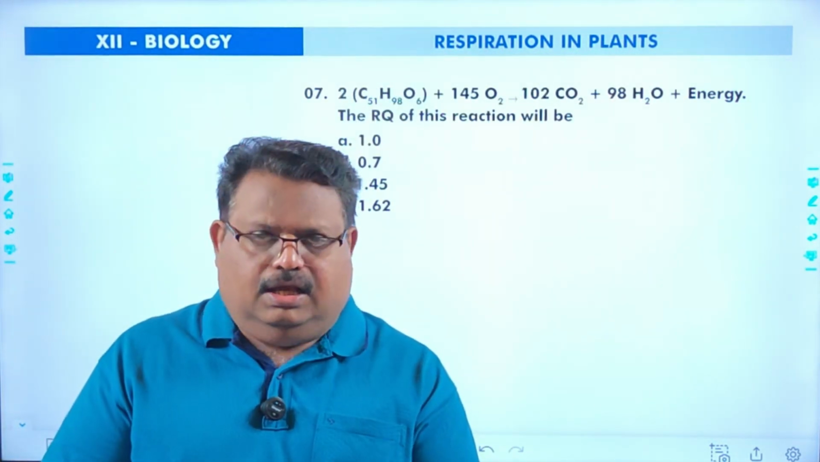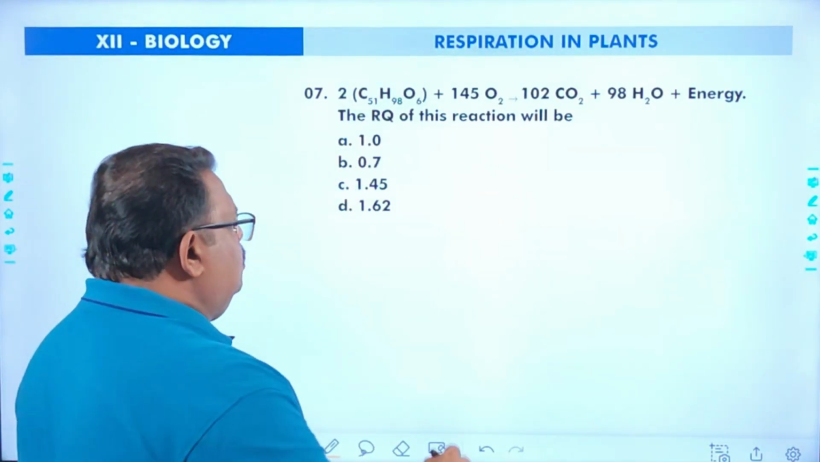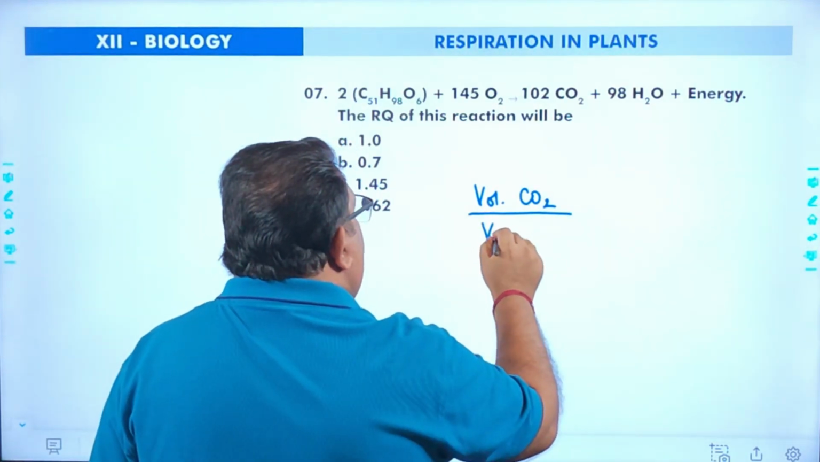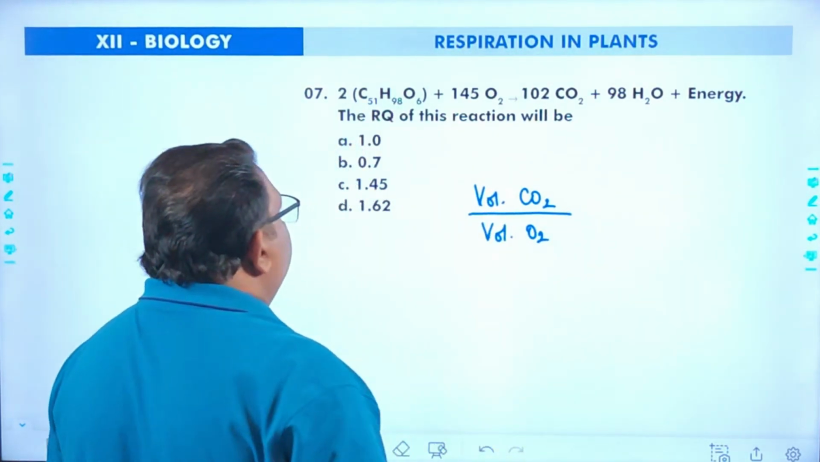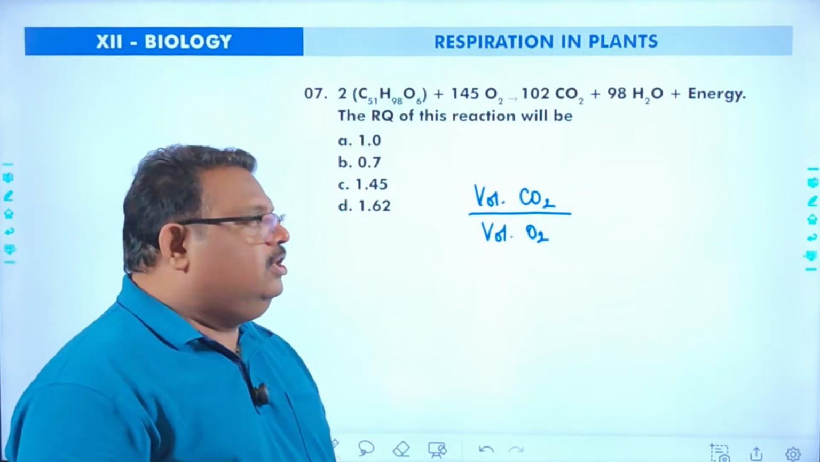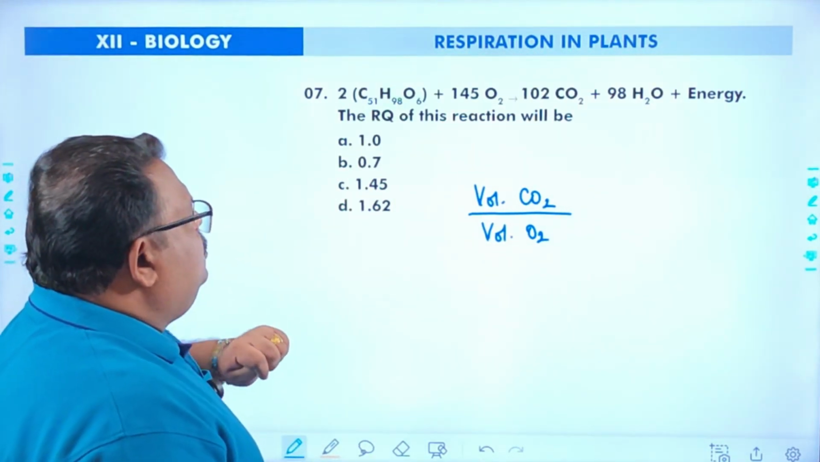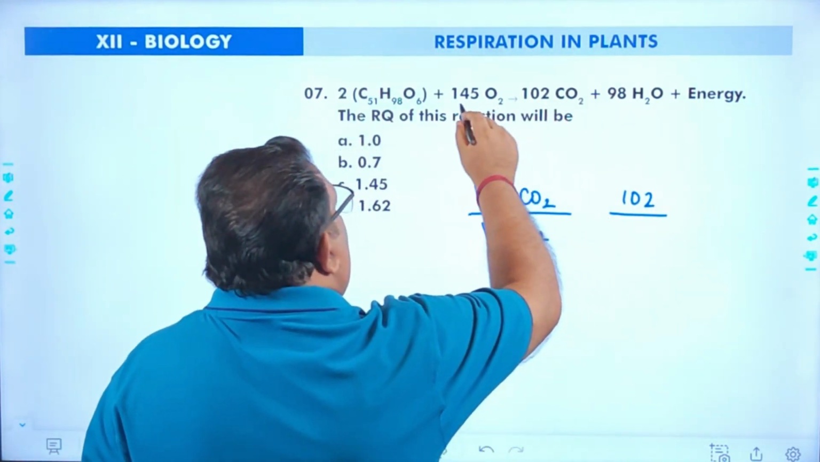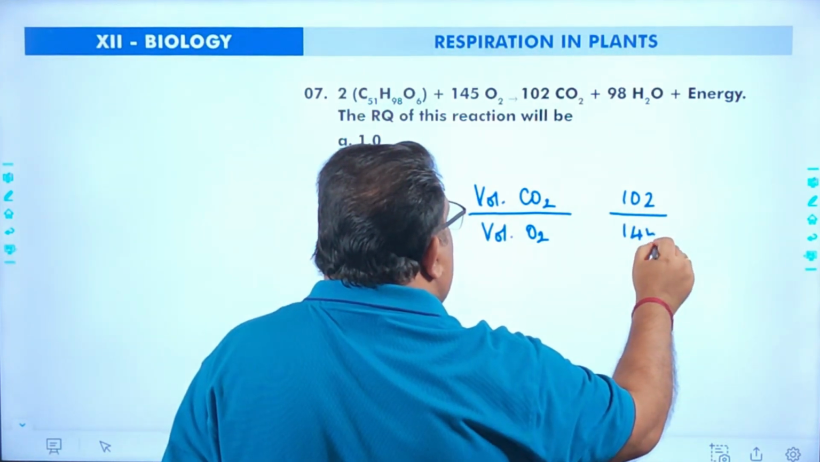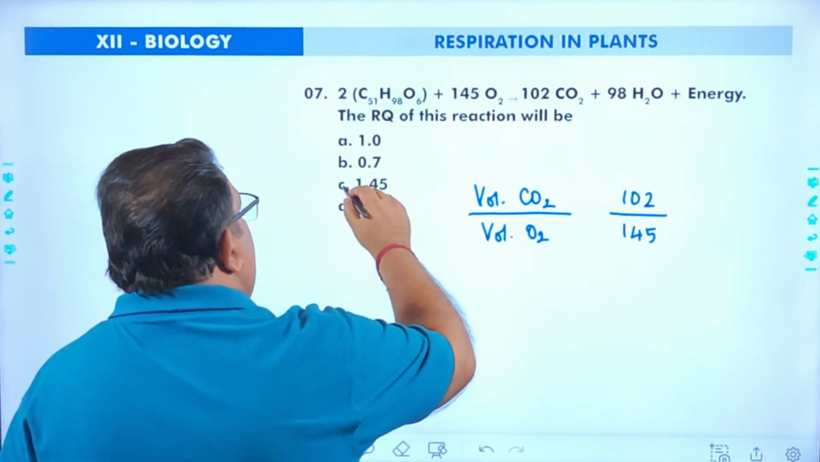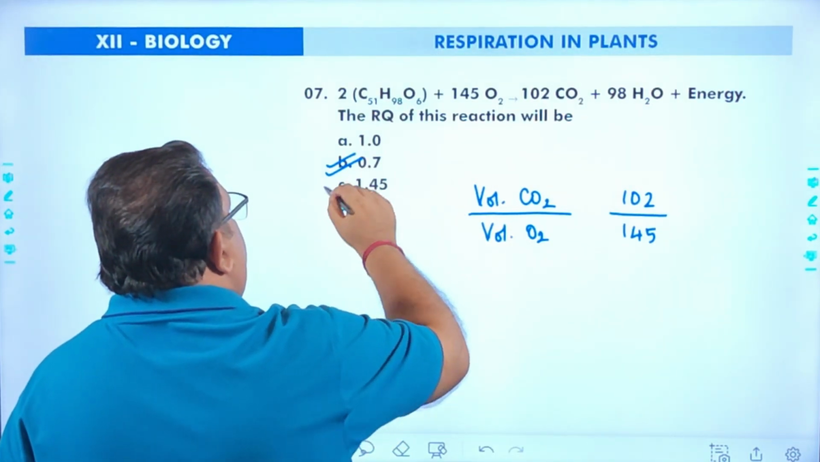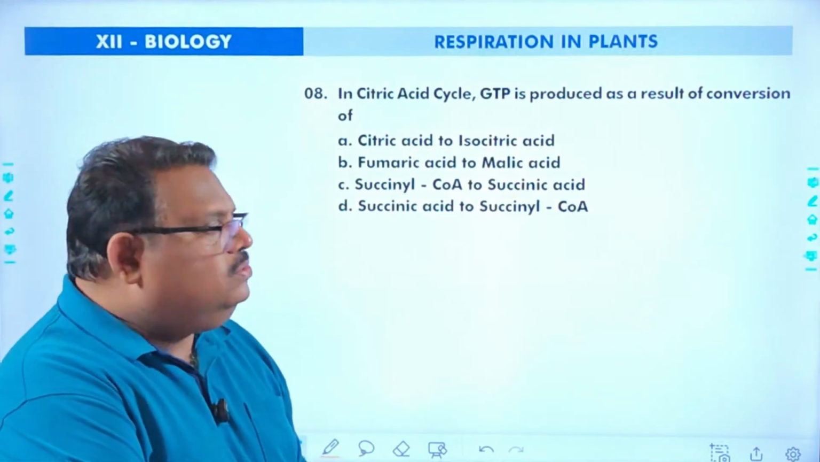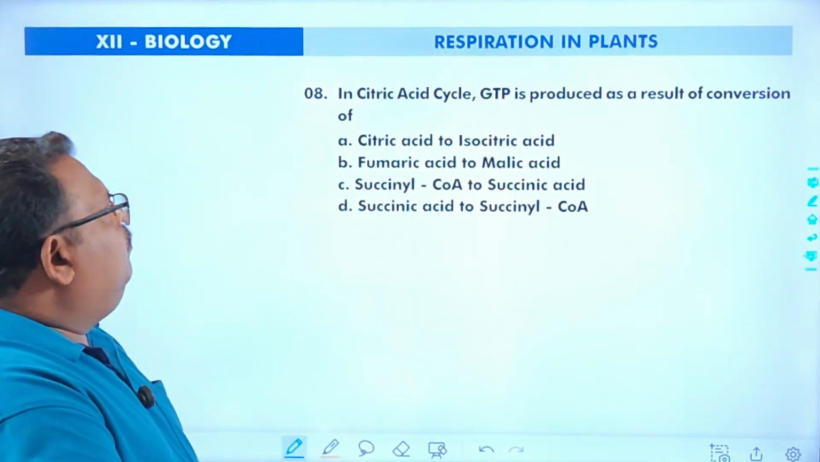Next question is concerned with the RQ calculation. RQ means the volume of carbon dioxide produced divided by the volume of oxygen consumed. It is called respiratory quotient or RQ. Here in this given reaction, the total number of carbon dioxide produced is 102 and the total number of oxygen consumed is 145. So the answer will be almost 0.7.